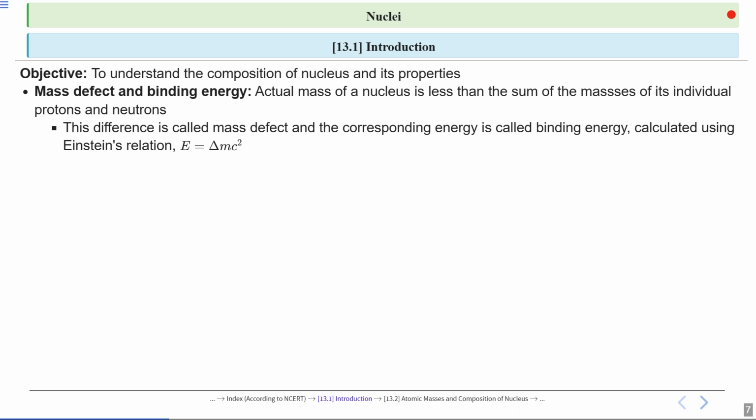We calculate it using Einstein's famous equation E = Δmc², where E is energy, Δm is the mass defect, and c is the speed of light. For example, even a tiny mass defect can produce a huge amount of energy because c² is such a large number.